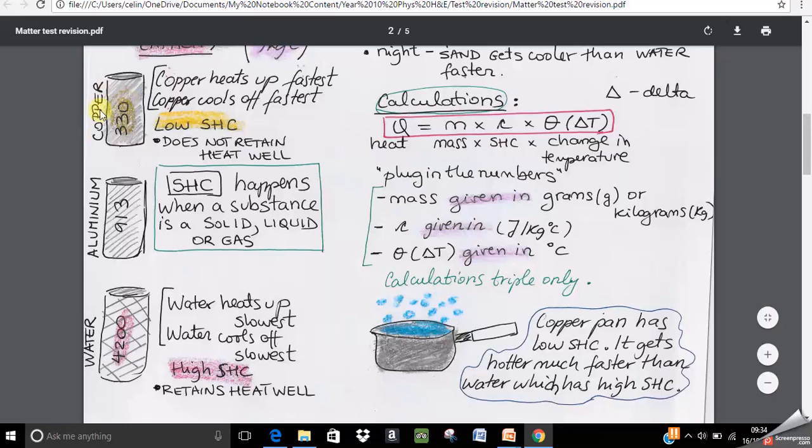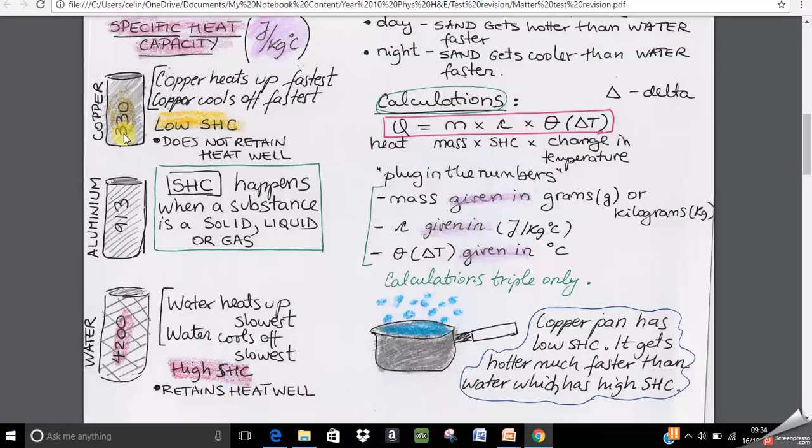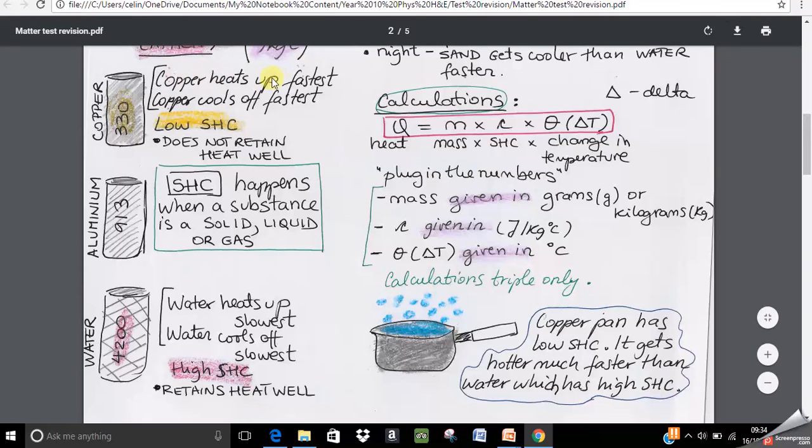That means that copper, having the lowest number, needs the least amount of heat to warm up, and also needs the least amount of heat to be given out when it cools off. So copper heats up the fastest, and copper cools off the fastest. It has a low specific heat capacity. So this number 330, we consider it a low specific heat capacity. That means it does not retain heat well. Heat goes in fast and goes out fast.